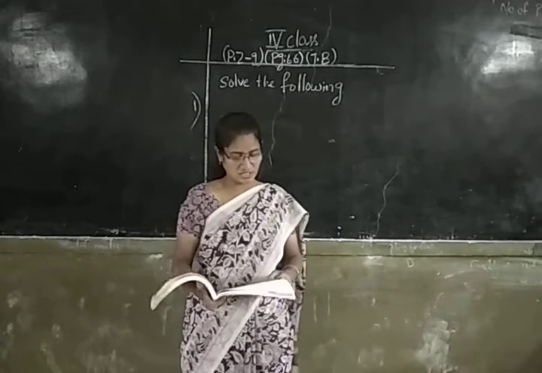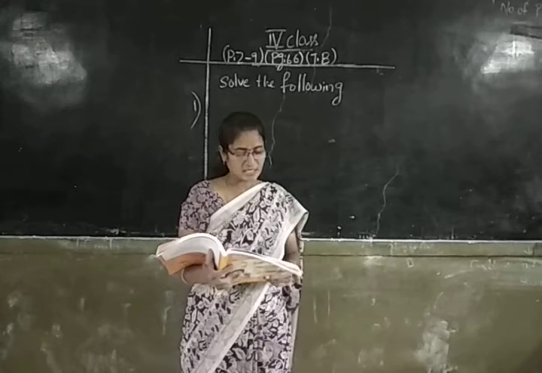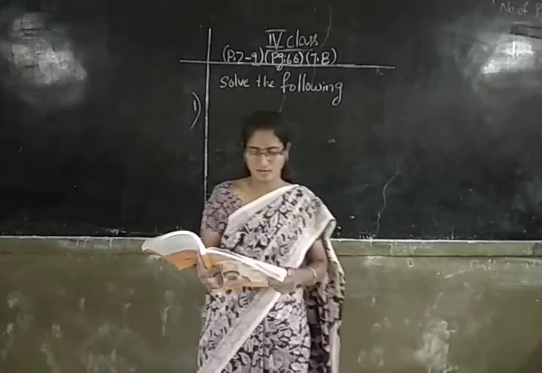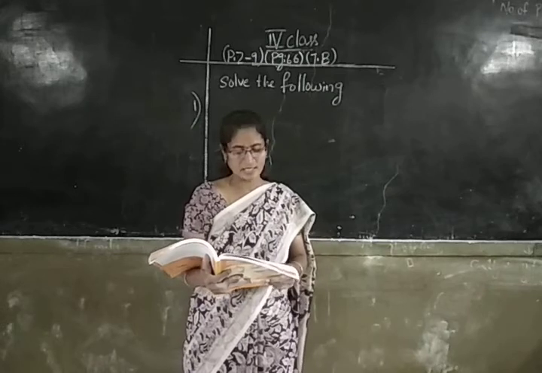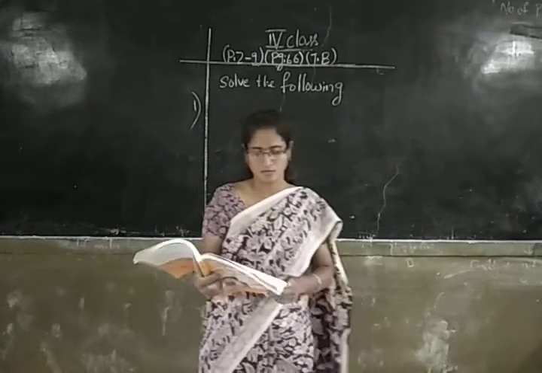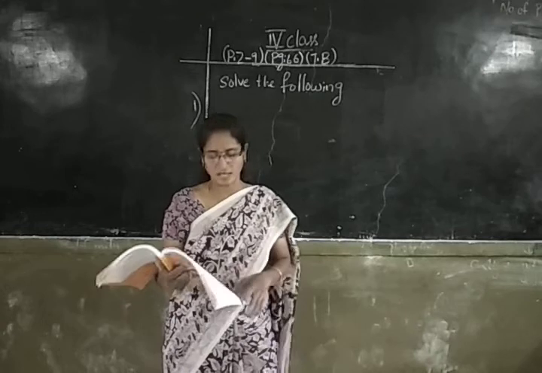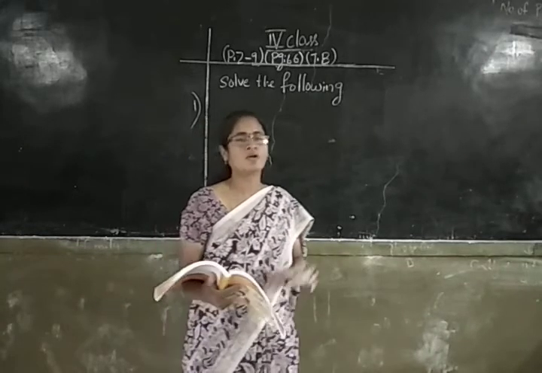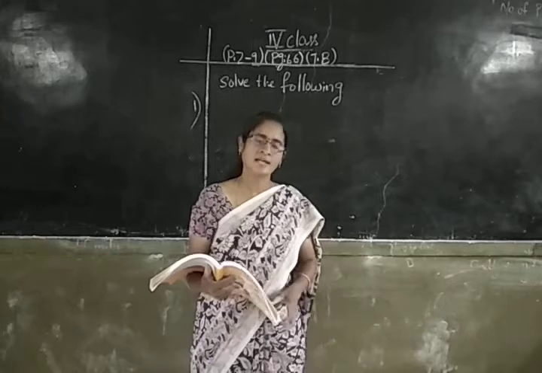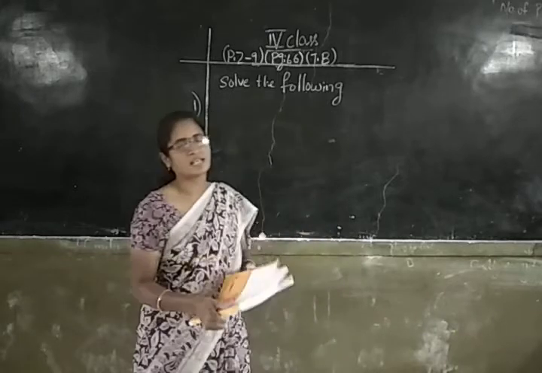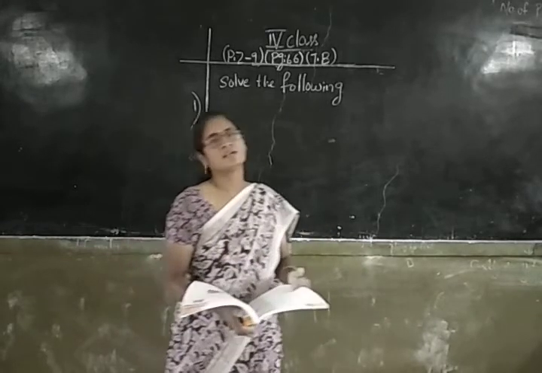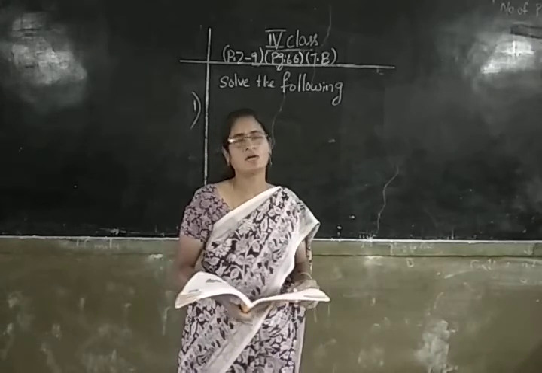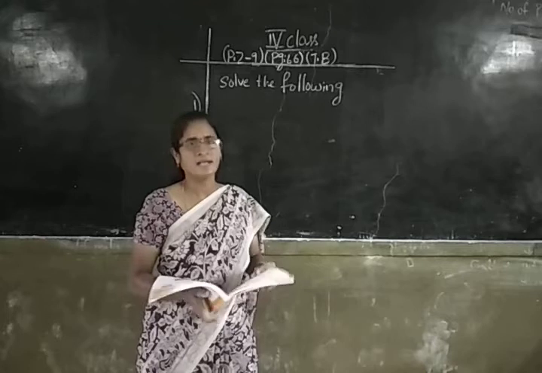The first question is: a piece of cake has 347 calories in it. How many calories are there in 8 pieces of cake? In one cake there are 347 calories. Now we have to find out how many calories are there in 8 cakes.